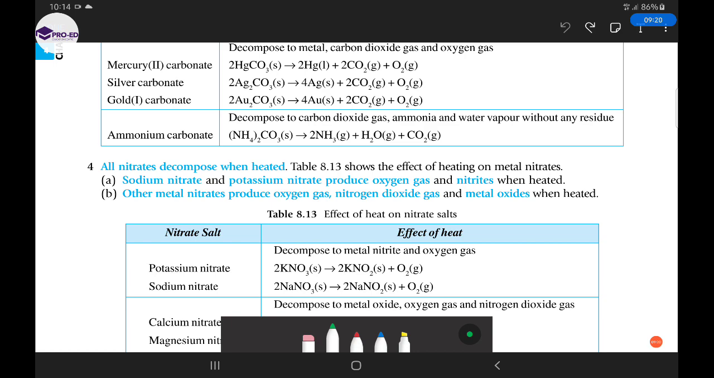So this is the opposite of sodium and potassium. They were very unstable on their own, so they were very reactive. When they became combined with carbonate, they became extremely stable. But for these guys, it's the opposite. Mercury, silver, gold, they are actually very stable on their own. They are very unreactive on their own.